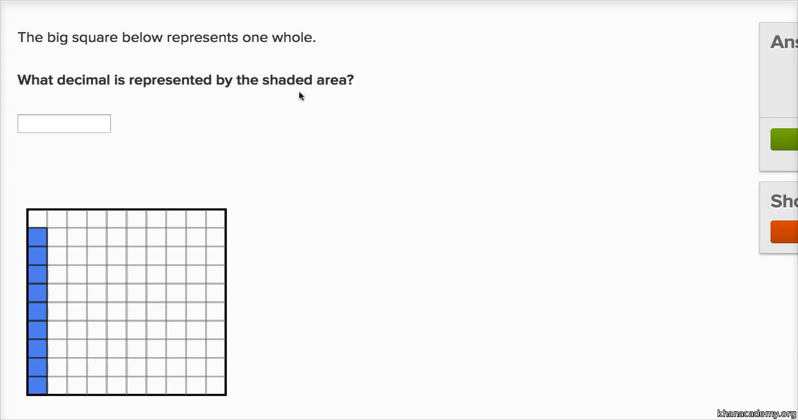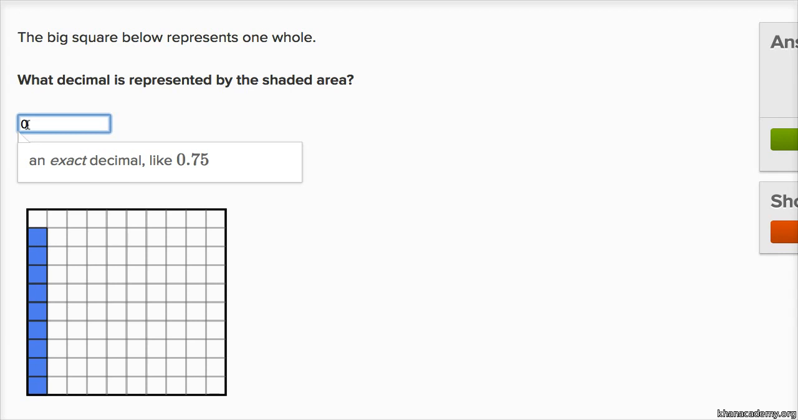What decimal is being represented by the shaded area? So over here, let's see. I have 100 squares. You see I have 10 columns, and each of them has 10 squares in it. So 10 times 10 is 100. So I have 100 squares here, equal squares. So I've divided it into hundredths, and I've shaded in 1, 2, 3, 4, 5, 6, 7, 8, 9 of the hundredths. So how do I represent that?